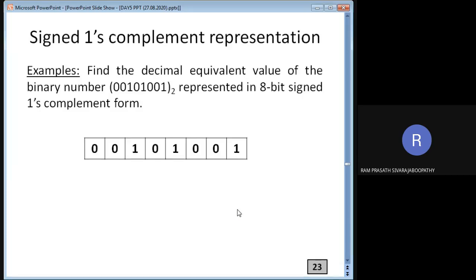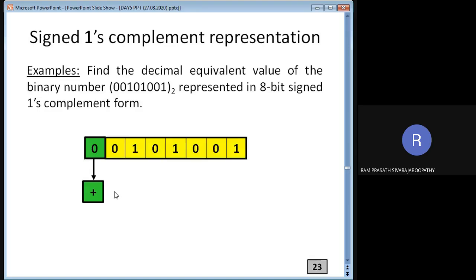First, what we have to check when we convert a signed number to decimal form? Which bit we have to check? Can you type it in the chat? MSB bit. The MSB bit is termed as the sign bit. As it is 0, the given number is positive. So simply you can find the magnitude of the remaining bits, and that will give the positive value of the given binary number.